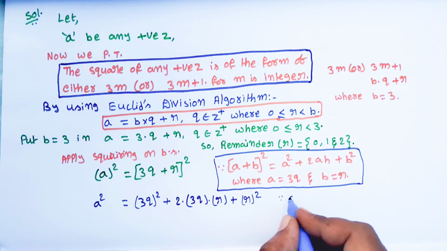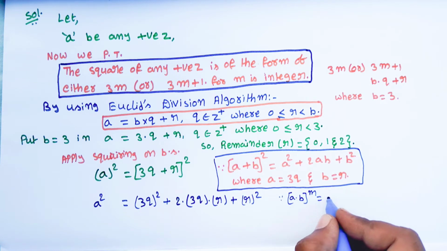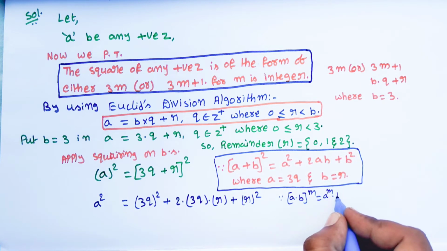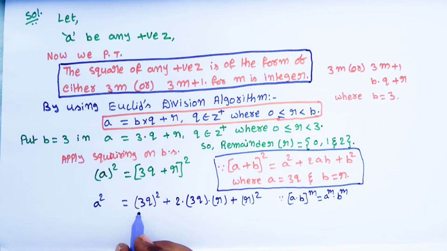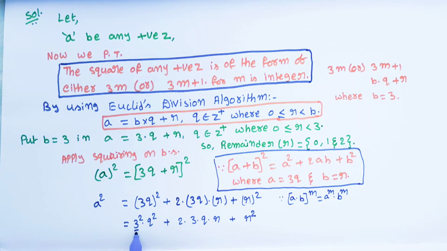Now (3q) whole square is in the form (a into b) whole power m, which is written as a power m into b power m. So (3q) whole square can be written as 3 square into q square, plus 2 into 3 into q into r, plus r square. We continue this step on the next page.